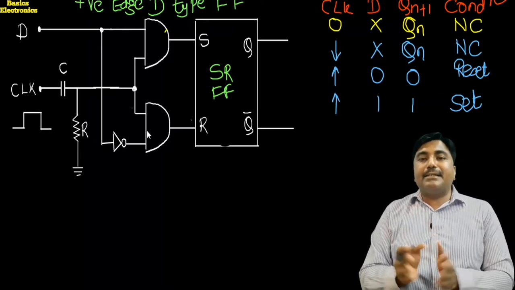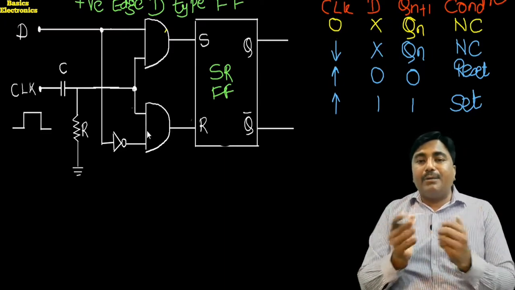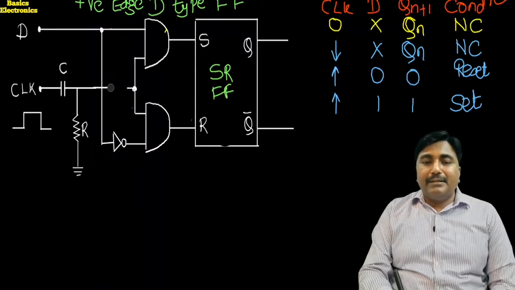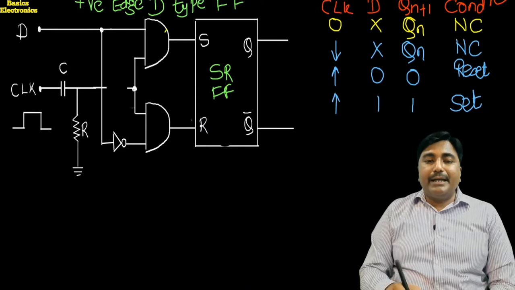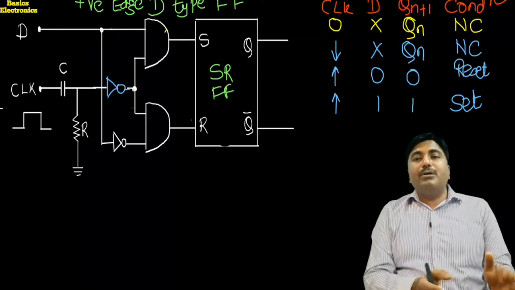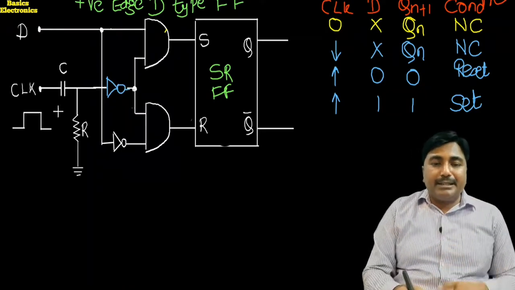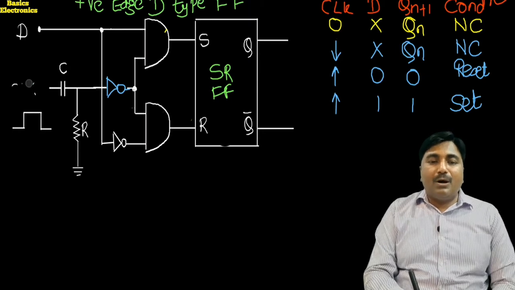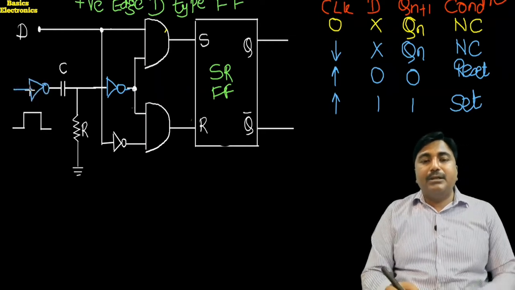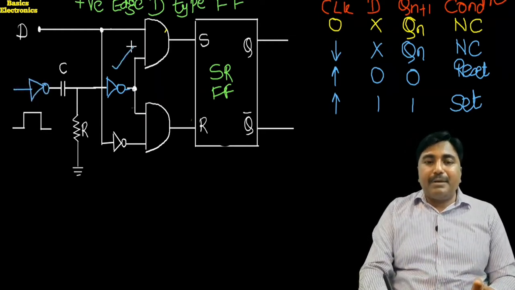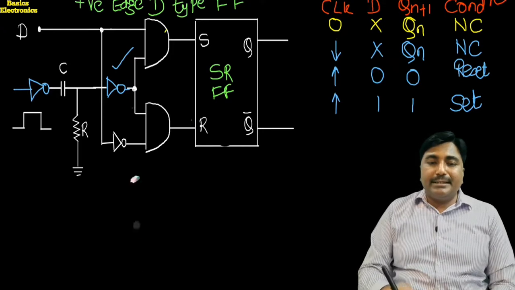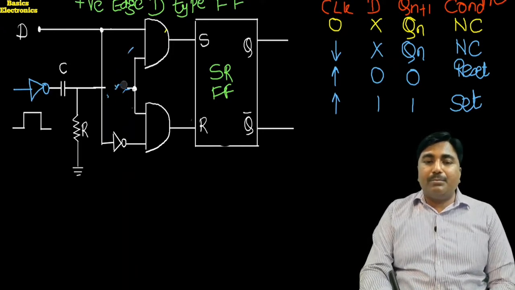What happens if there is a negative edge trigger D type flip-flop, and how can we construct it? Just one change we have to make: we have to apply a NOT gate, an inverter, here, or we can apply the inverter before the clock pulse. At this particular point we can apply the NOT gate, then it becomes the negative edge trigger flip-flop. Either we can apply it after producing the edge, or before producing the edge. Before producing the edge is very easy for the application of the NOT gate.